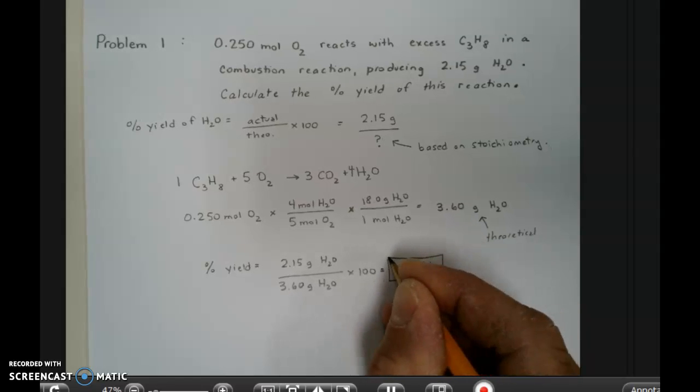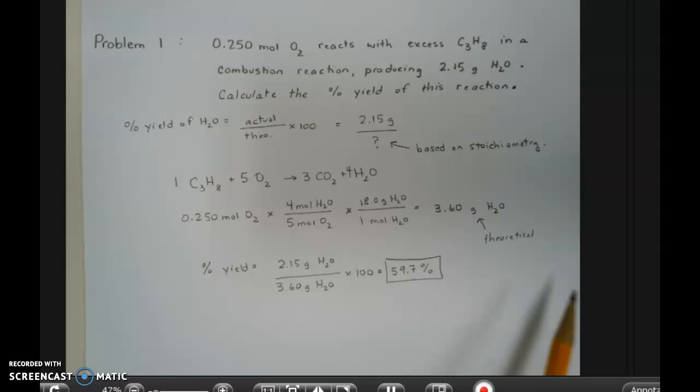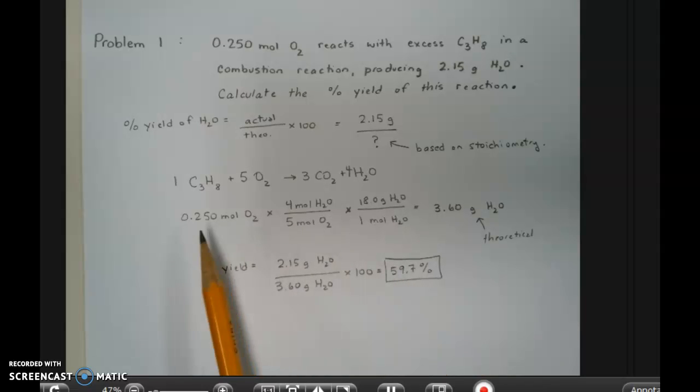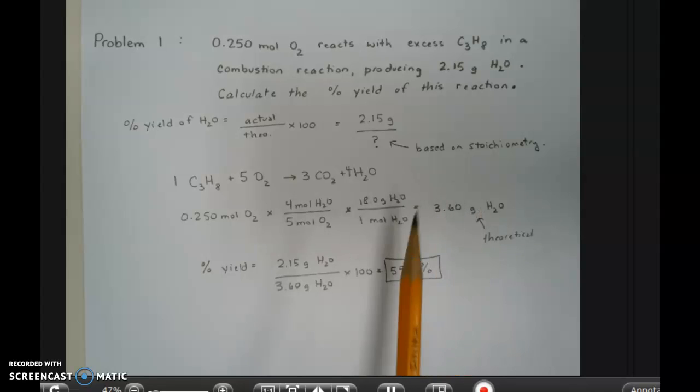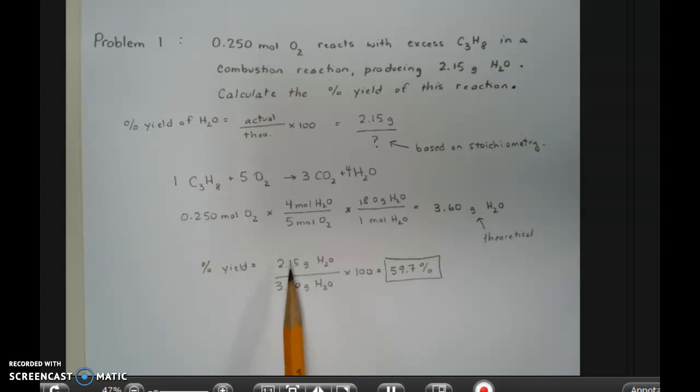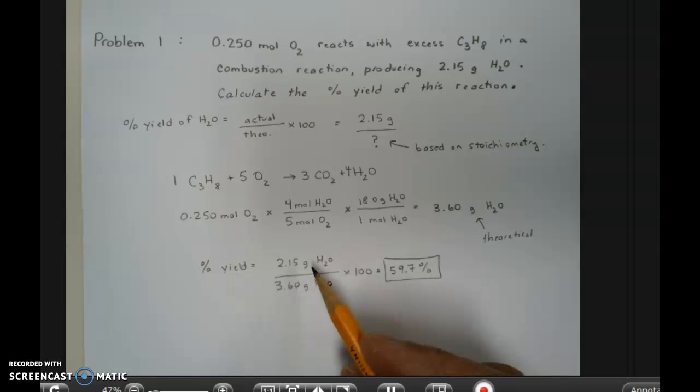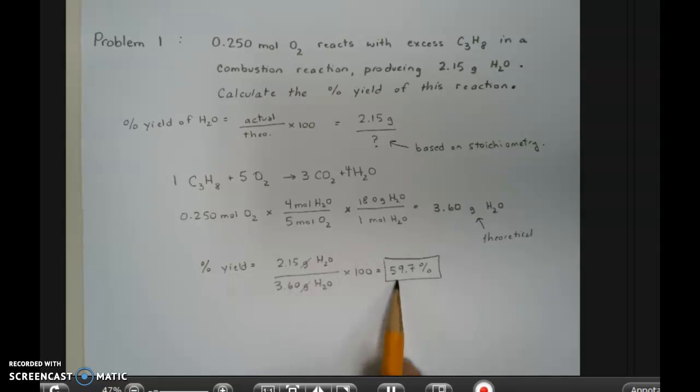yield of water. Okay, watch your sig figs. Given number had 3 sig figs, so I kept 3 in my answer. The calculation for percent yield had 2 numbers. Both of them had 3 sig figs, so I keep 3 sig figs. Notice how I labeled grams. You want to label those grams because they cancel out, making the percentage a unitless number. And that's how to solve a basic percent yield problem.